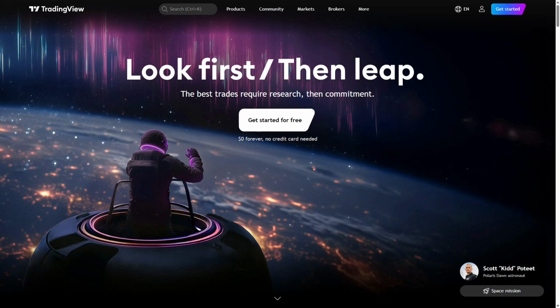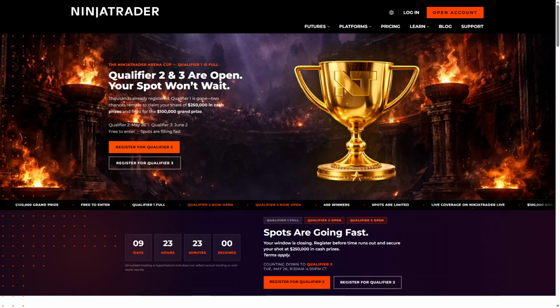Opt for NinjaTrader if your trading demands advanced order execution, low latency performance, and customizable automated strategies. For serious traders focused on precision and automation, NinjaTrader delivers powerful tools that enhance trading efficiency and control. Your choice depends on your trading style and priorities.